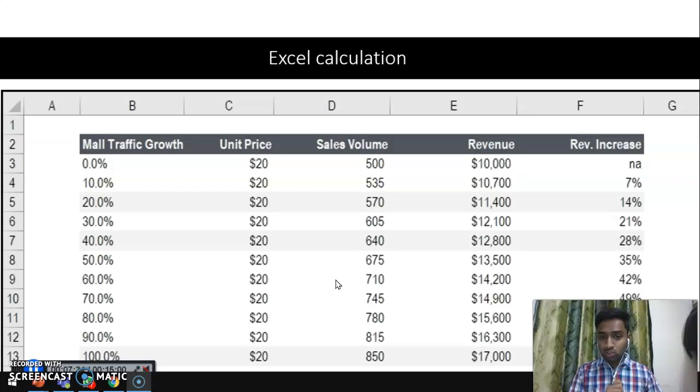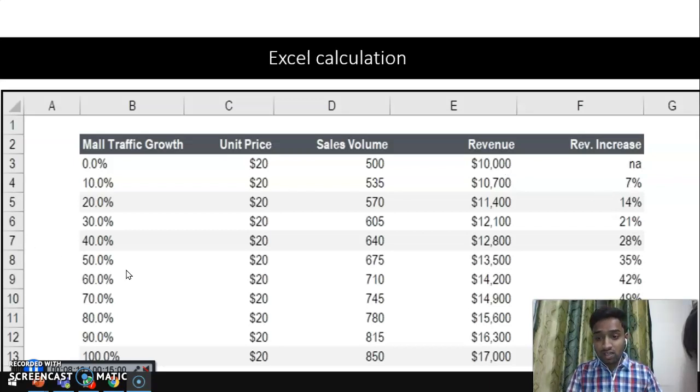So what we're going to do here is multiply the unit price by the sales volume, and we're going to get the revenue of each item, and we're going to compare this with the revenue increase. So when there is zero traffic growth in the mall, we have no revenue increase, and the total revenue would be 10,000. If the mall traffic growth is 10%, and the sales volume increases to 535 units, then the revenue will be 10,700, which is 700 rupees more than the previous one. So we'll have a 7% growth.